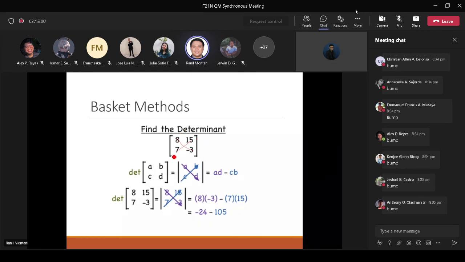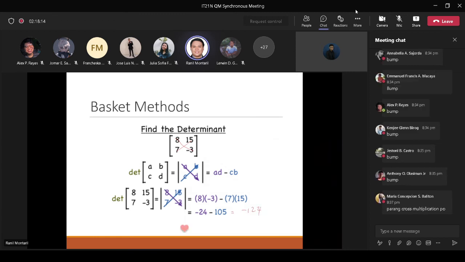Therefore, if you have 8, 15, 7, negative 3, you have to multiply 8 times negative 3, ito siya, minus nung pataas, which is 7 times 15. So just evaluate that, and this will become negative 129. Any question? Nakukuha? Naalala? Baka parang cross multiplication? Yes. Pero kapag 3 by 3, nagiging sum of products na siya. Sum of products. Okay? Naintindihan?